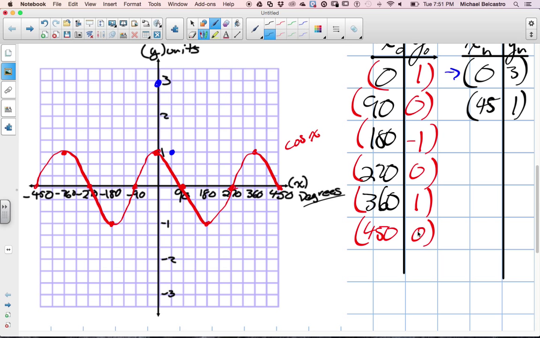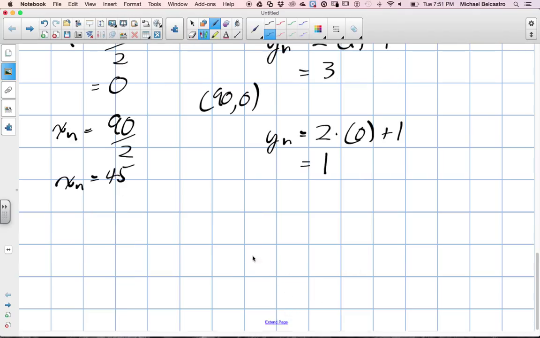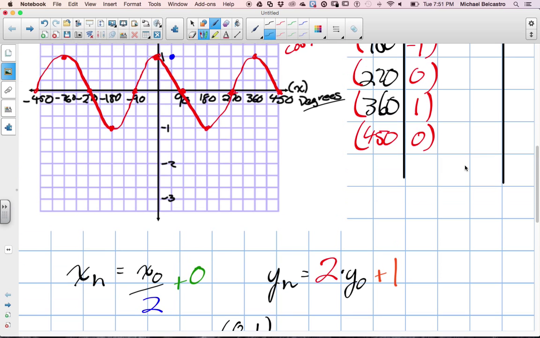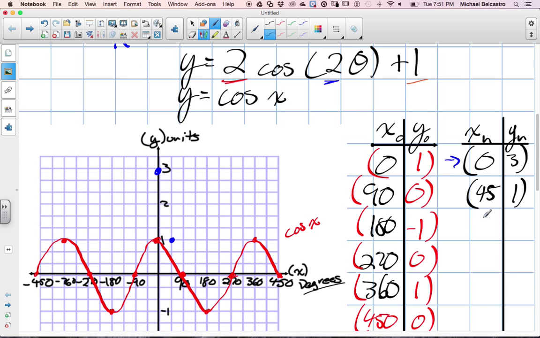Our next one is 180 and negative 1. So 180, negative 1. We'll just continue putting it through the formula. Our new x is equal to 180 divided by 2, which is 90. And our new y is equal to 2 times negative 1 plus 1, which is negative 2 plus 1, which is negative 1. So 90, negative 1 is our next one. Coordinate 90, negative 1 is right about there.